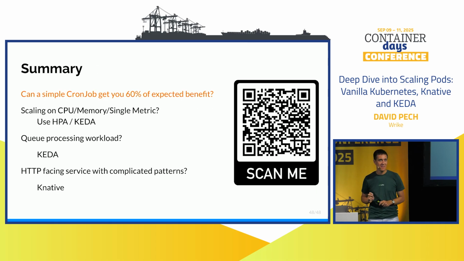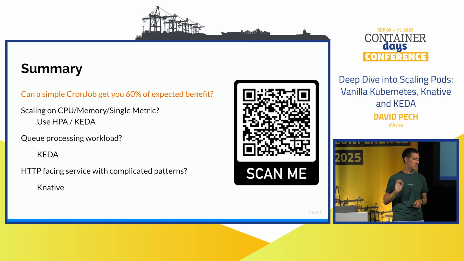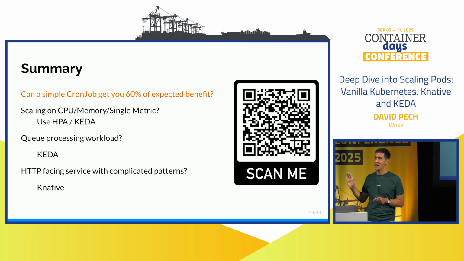And a short summary: a cron-like manner will solve up to 60% of your expectations, and you can have it set in one day. If you have a good metric, why not go with HTTP or KEDA already? If you have a queue processing workload, definitely this is a job for KEDA. And if you are solving advanced or semi-advanced scenarios from user traffic, definitely try out Knative. That's all I had.